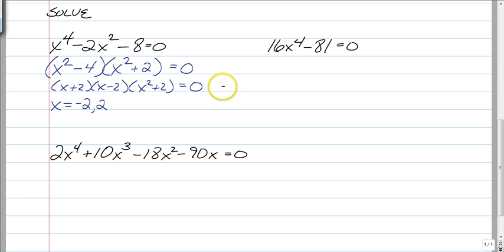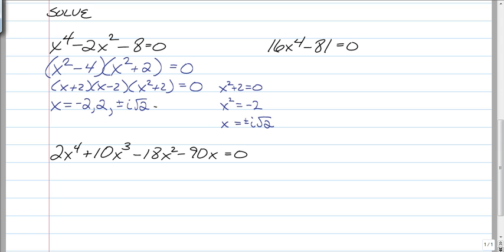So we'll make a little side note here. x squared plus 2 equals 0. x squared equals negative 2. So x is equal to plus or minus the square root of negative 2, which is i root 2. So your last two terms are plus or minus i root 2.